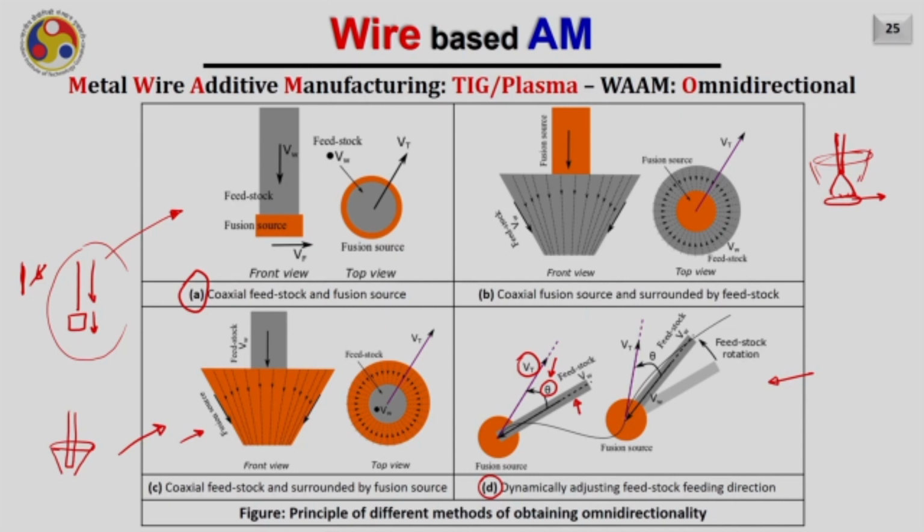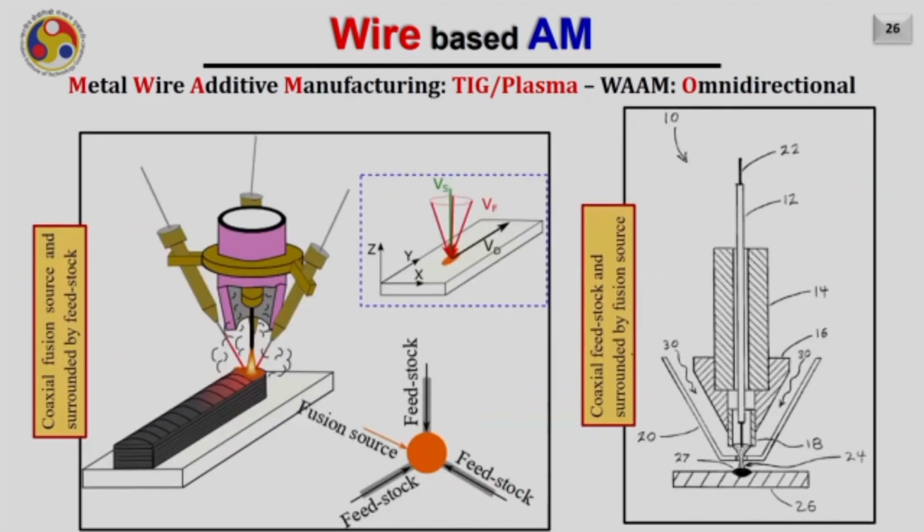Now, to do that, if I am reaching another location and now I am moving in this direction which is tangential to the point on the curve, then to maintain the value theta between the vector Vt and Vw, I have to rotate my wire appropriately. So, either we rotate the wire or we rotate the substrate, but this angle theta has to be maintained. Now, let us look at how these systems will look if we implement these methods which I just explained to you about the omnidirectionality.